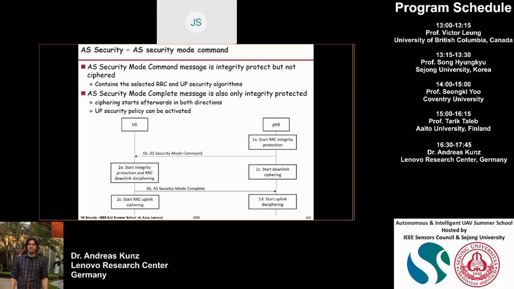So the UE would then derive the same keys, and then will send the AS security mode complete message to the G-Node B and start ciphering as well. The AS security mode complete message is only integrity protected in this case. And after this procedure, you could set up the security policy. The security policy, we will look at in the next slide.